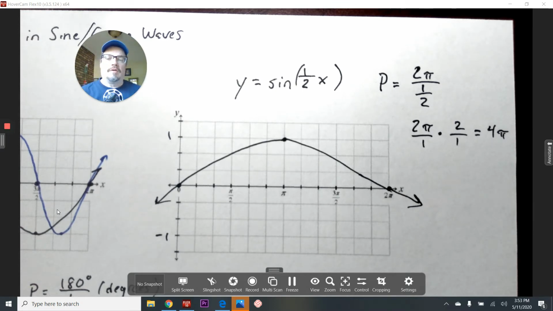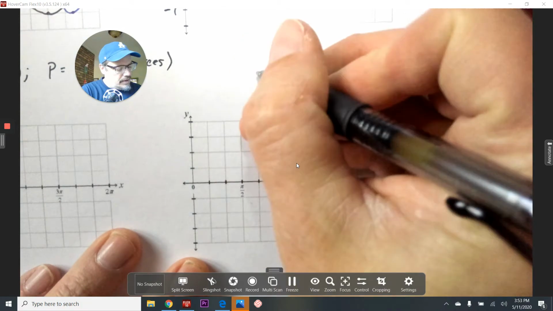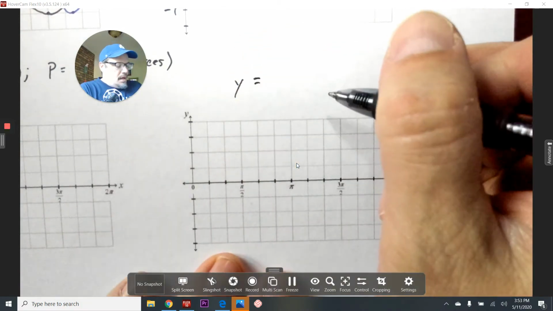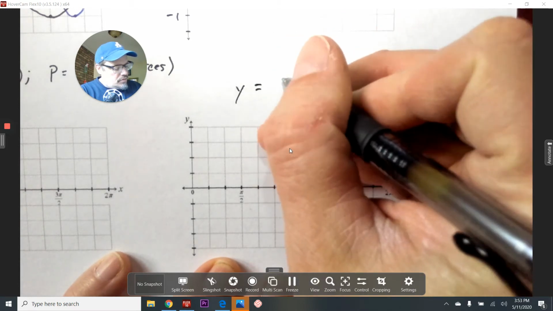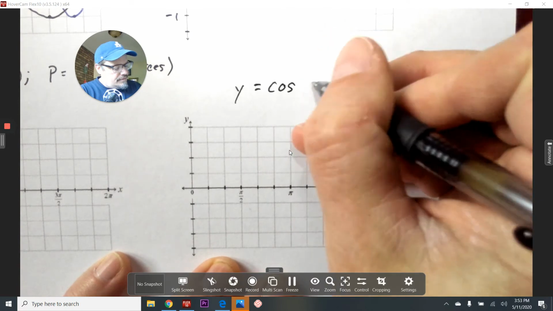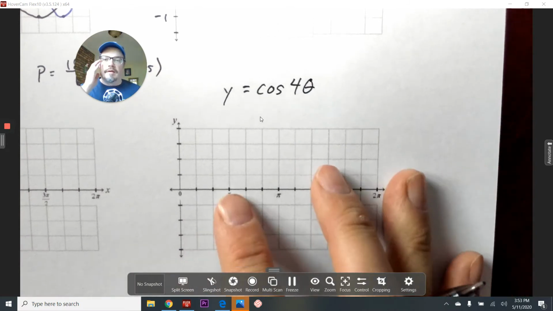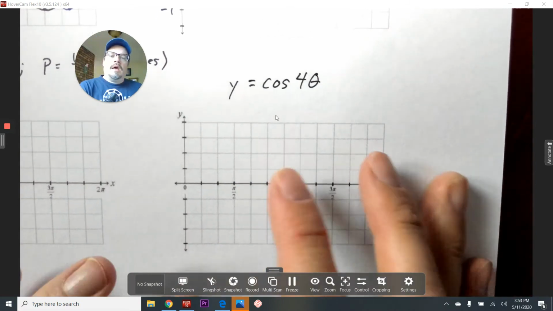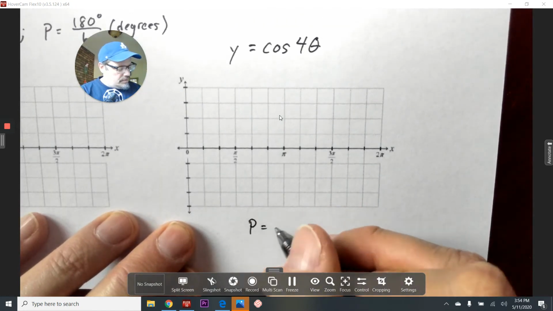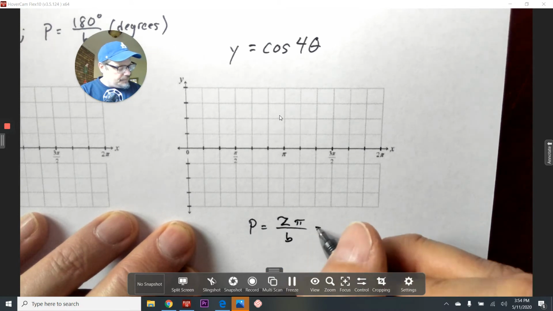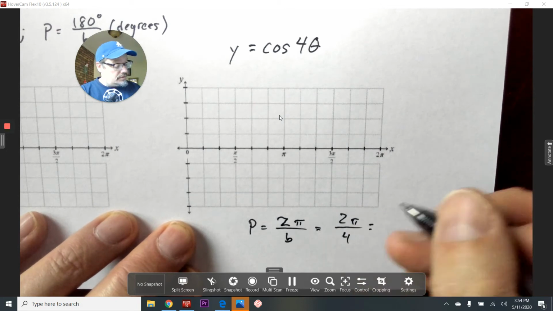All right. So the last one we're going to do is related to cosine. Let's just see how it functions with cosine. Let's say y equals cosine of 4x, okay? And actually, let's make it 4 theta so we're comfortable using theta as a variable. So I have 4, and I want to write my formula. P equals 2 pi over b. My b is actually 4, so I go 2 pi over 4. Reduce the fraction, I get pi over 2.